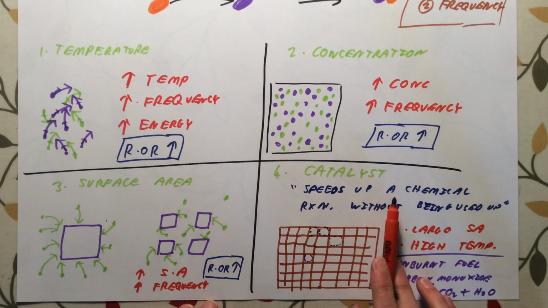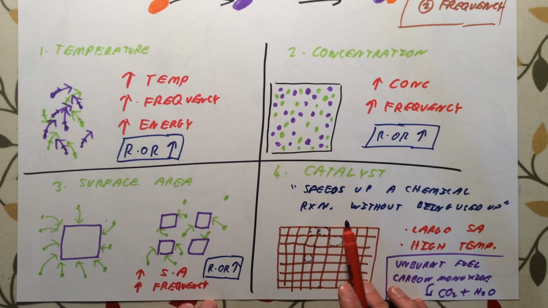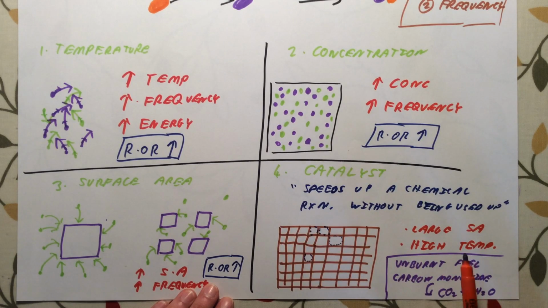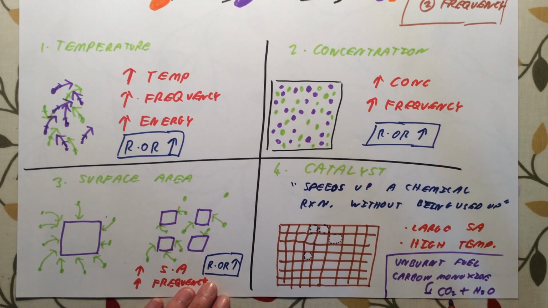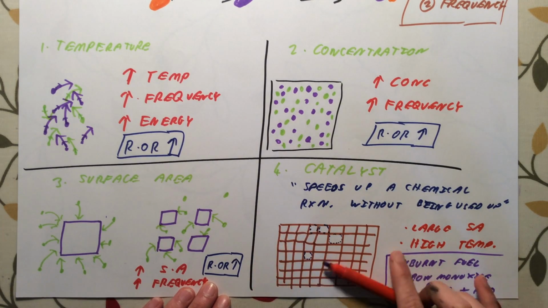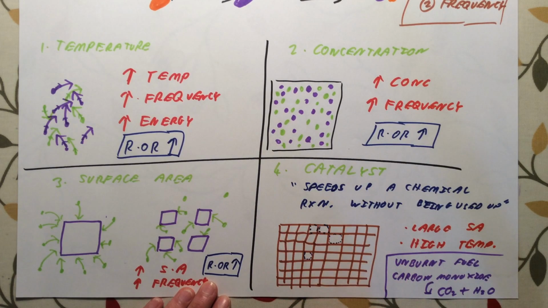And finally, a catalyst, such as a catalytic converter in a car, will convert unburnt fuel and carbon monoxide into less harmful products. Catalytic converters have a very high surface area and they have a high temperature, and they provide a surface where the reaction can take place.